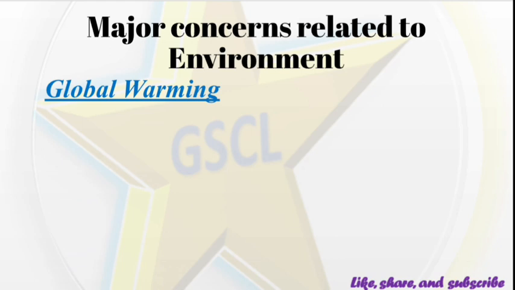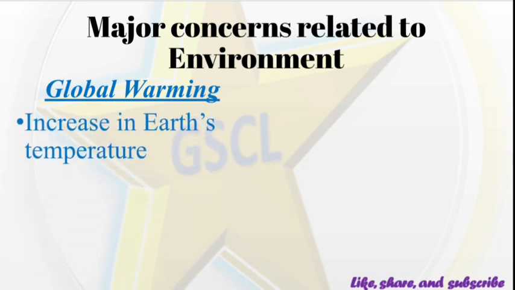The increase in Earth's temperature due to over emission of substances that trap the sun's heat is global warming. This is because of emission of higher levels of carbon dioxide and chlorofluorocarbons and other pollutants.